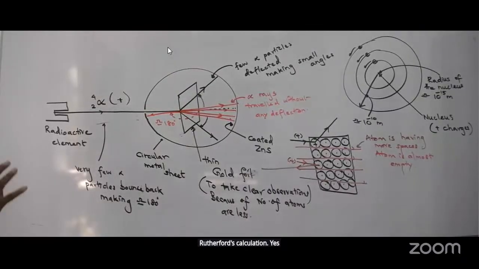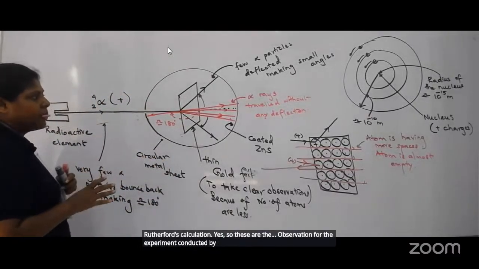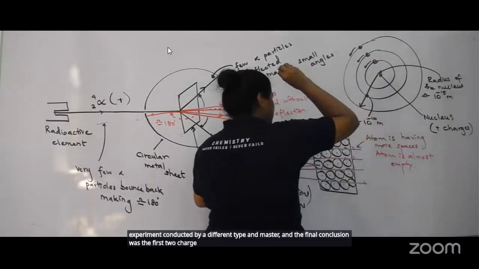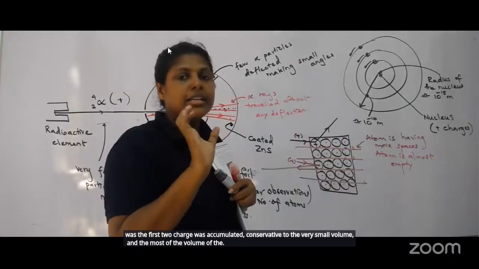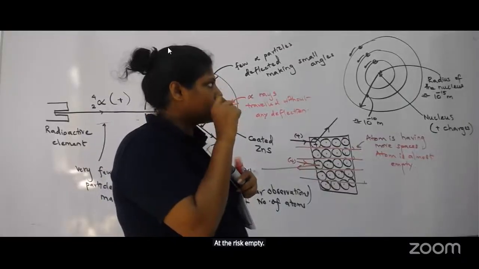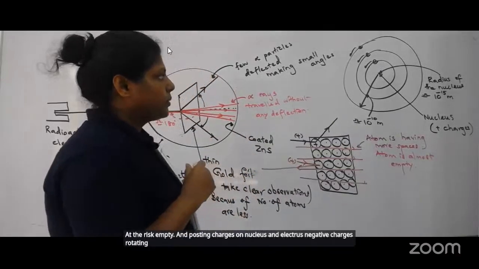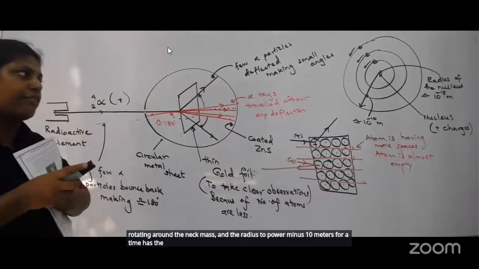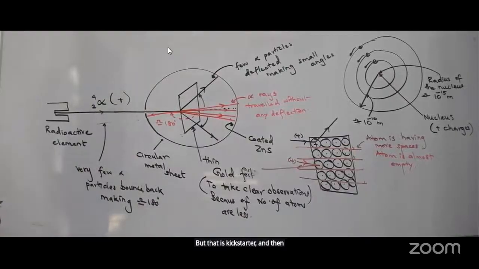So these are the observations for the experiment conducted by Rutherford. The final conclusion was that the positive charge is concentrated in a very small volume, and most of the volume of the atom is empty. Positive charges are on the nucleus and negatively charged electrons rotate around the nucleus, with radius 10 to the power minus 10 meters for the atom and 10 to the power minus 15 for the nucleus. Take an extra paper and write all these down. If you have any doubts, please let me know.